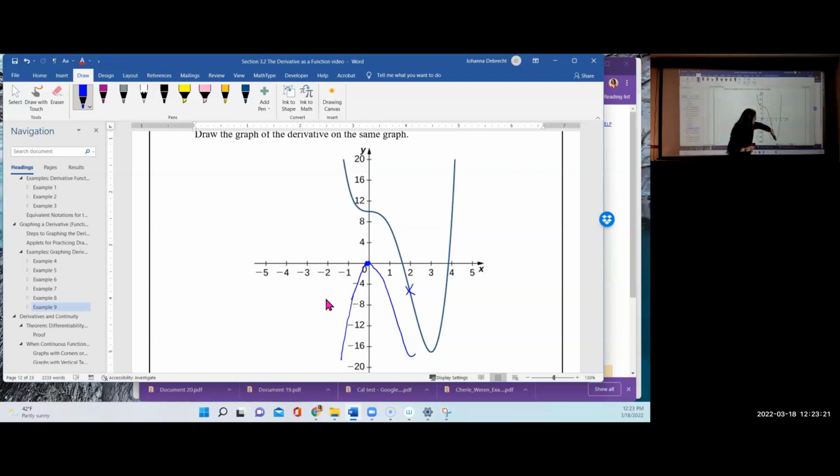Then what does it have to do? Well, it's got to become less negative and get closer to the x-axis, because at the relative minimum, it's on the x-axis, it's an x-intercept. The slope of the tangent line is 0. So directly above the relative minimum at x equals 3, we should have an x-intercept. So it comes back up like this.